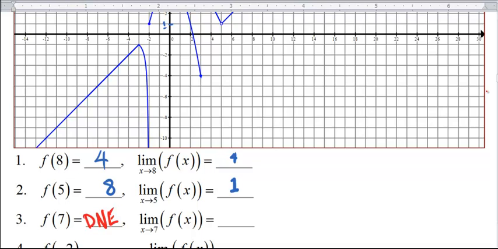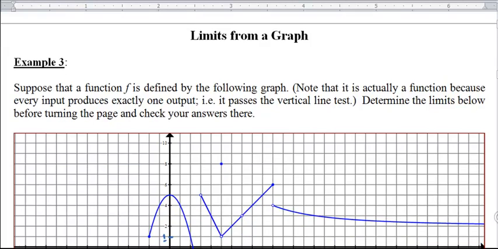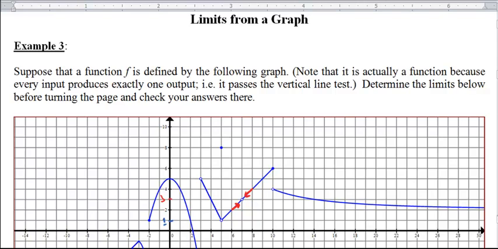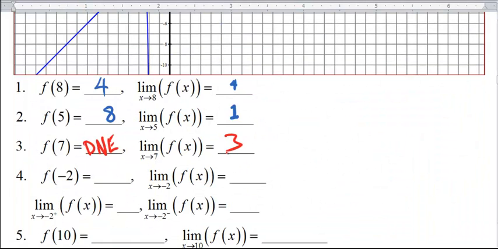What about the limit as x approaches 7? That does exist. That's a hole in the graph. So as we approach that, we get a value. What is that y value? It is 3. So that limit is 3. So again, a hole in the graph.